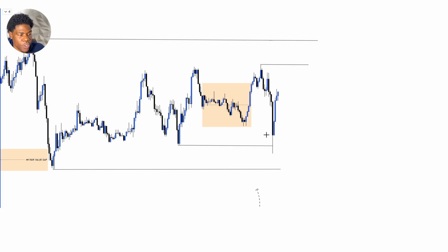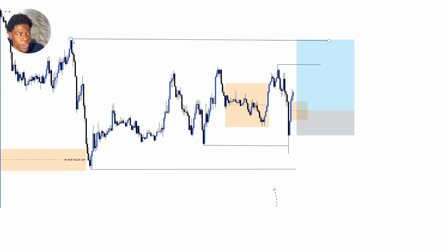Me personally, I'm going to use this fair value gap right here. It's going to be my entry. Target the 50% of this fair value gap right here. Stop loss right at these old lows. Just like I stated, stop loss right at these old lows. We're targeting the 50% and we're hitting the old high right here. This is our old range high. As you can see, this is where the range started.